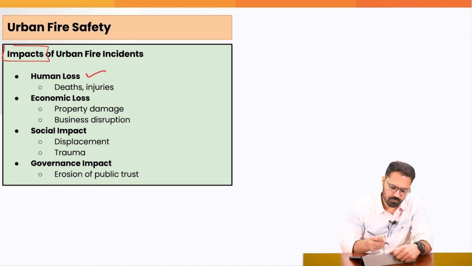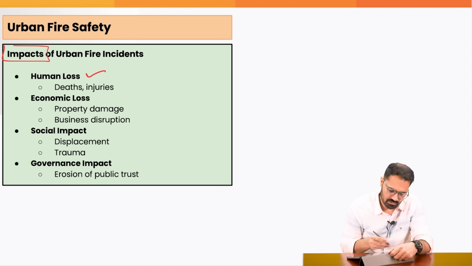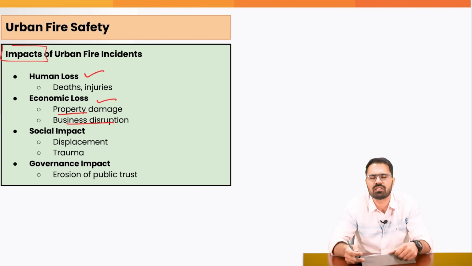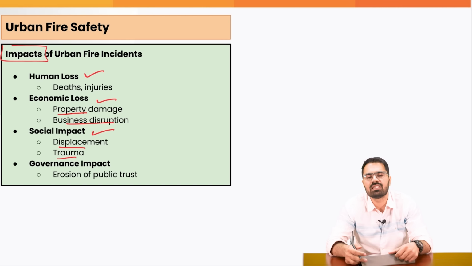There will be loss of human lives, there will be deaths, there will be injuries. A lot of children are left behind when their parents are gutted in these fires. Then you have a lot of economic loss in the form of both property and business disruption. A lot of factories catch fire, their entire business gets wiped out in a day. Then you have social impact in the form of displacement and trauma faced by families when they lose their family members.